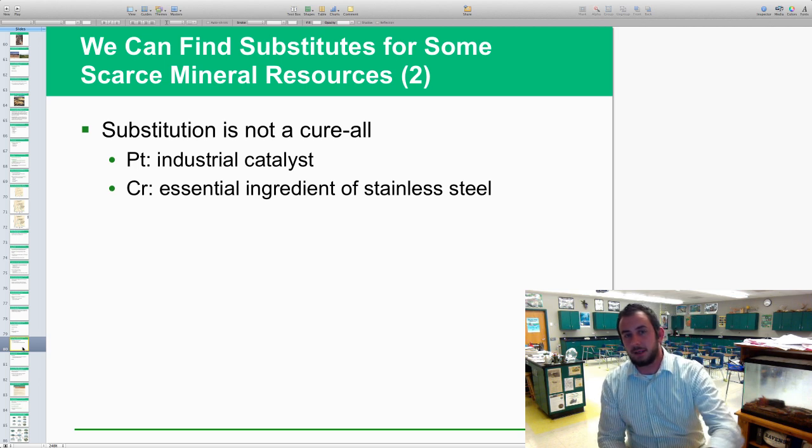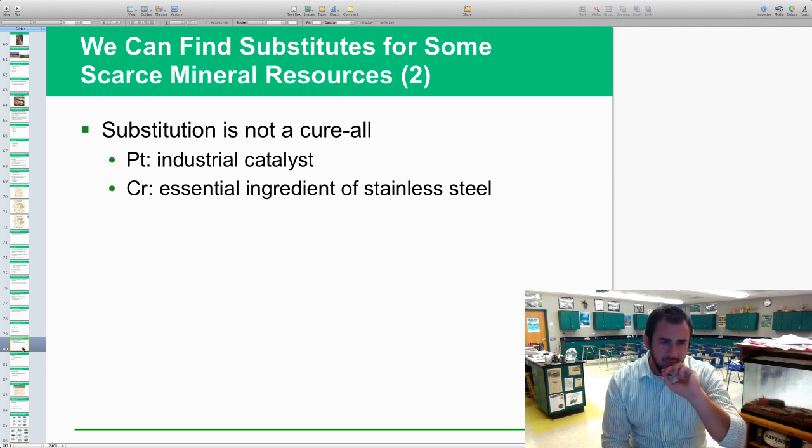There are some things that literally cannot be substituted, like platinum, an industrial catalyst. We use it in a lot of different technologies. Chromium is an essential ingredient in making stainless steel, and stainless steel we use in a ton of different things in industry as well. So for those two elements, there's no substitute. So we have to do better at finding some sort of substitute or find different resources in order to make those.